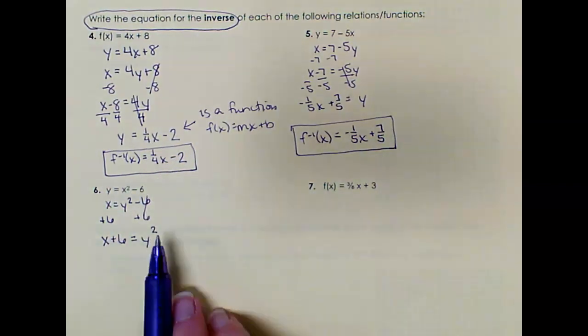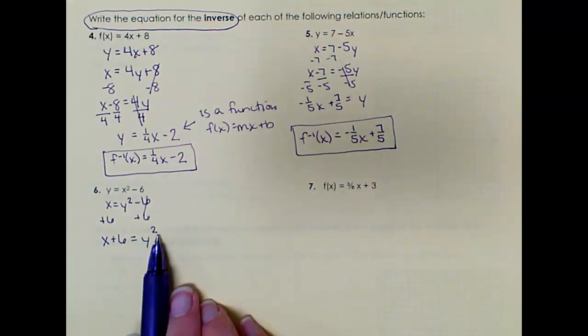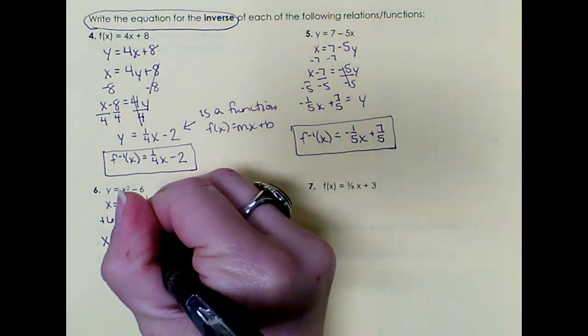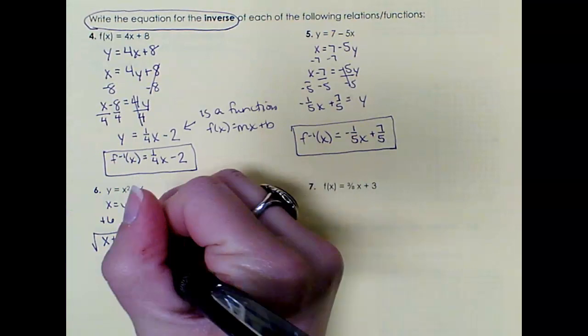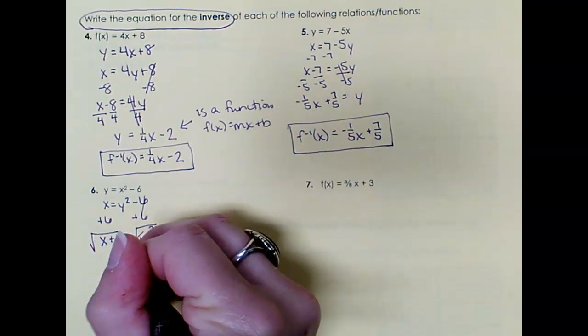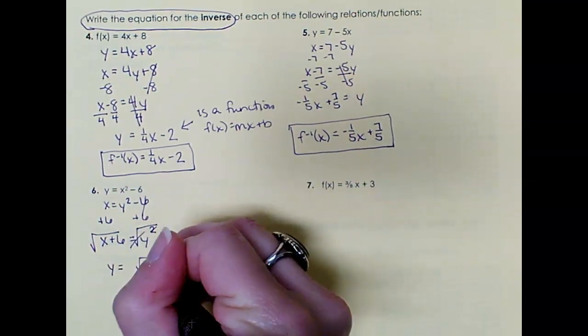So how do you unsquare y? Because you don't want y squared equals, you want y equals. So how do you get rid of the squared? What's the opposite? You square root. And what you do to one side, you do to the other. So we have y equals the square root of x plus 6.